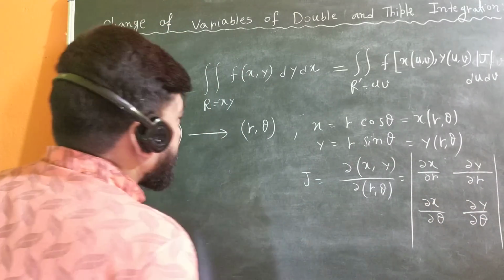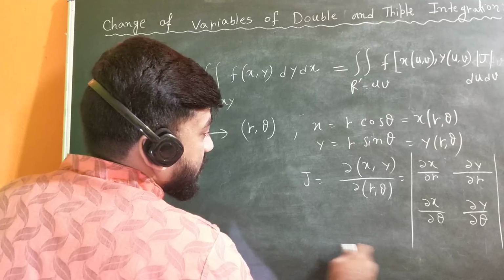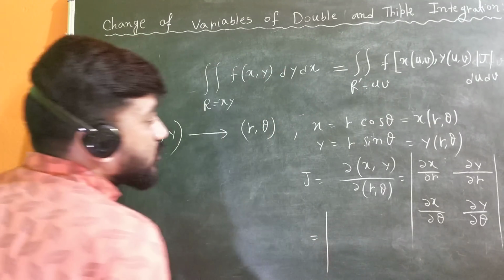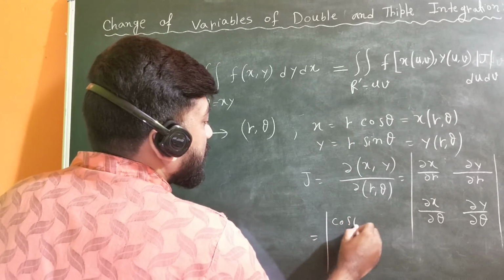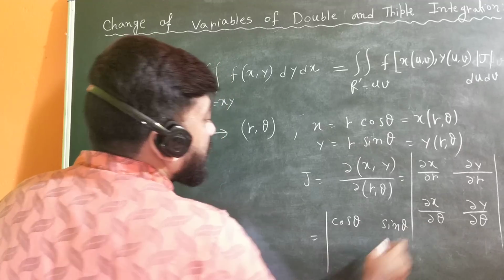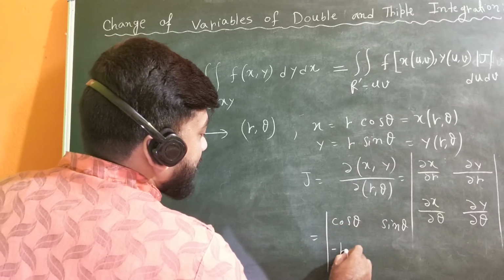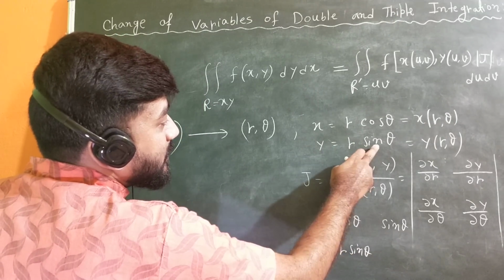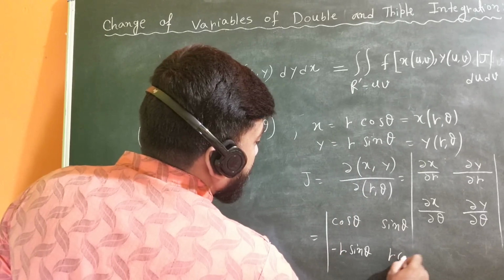Okay, and if you substitute the values, let me substitute here. Instead of del x del r, it will be cos theta, simple, and del y del r will be sin theta. Similarly, if you substitute del x del theta, then it will be minus r sin theta, and if you put del y del theta, then it will be only r cos theta.